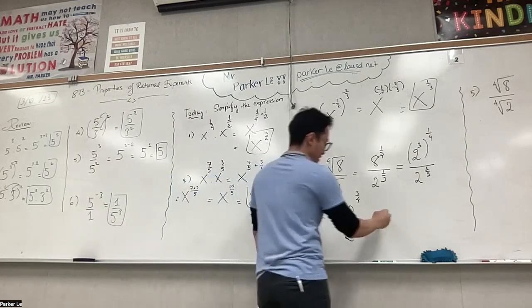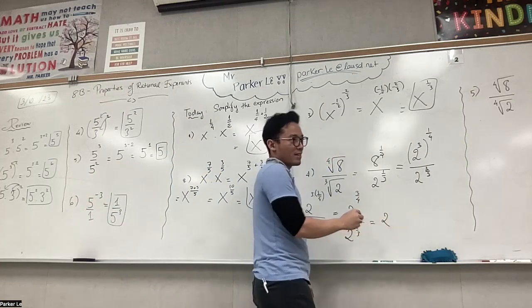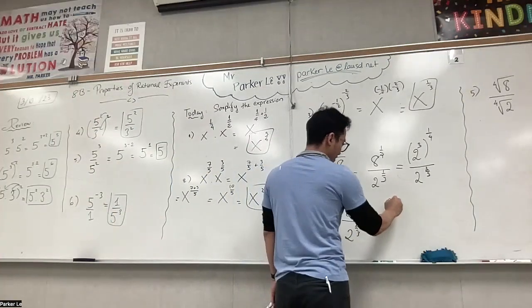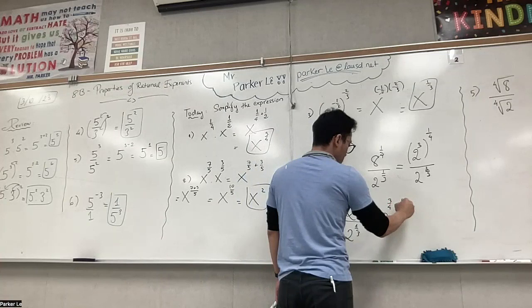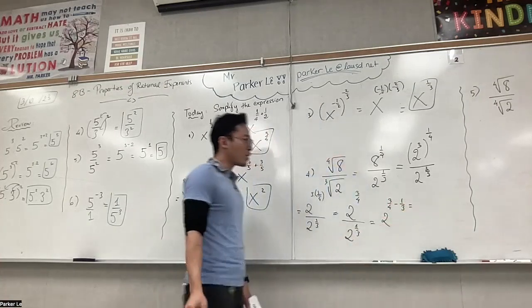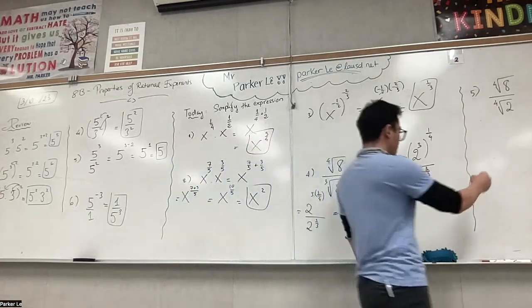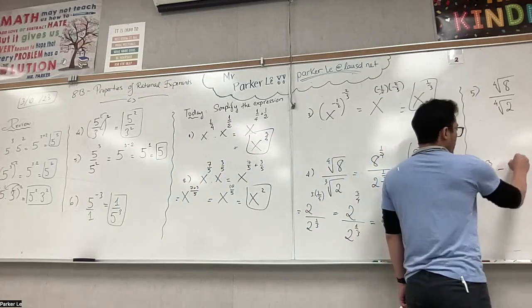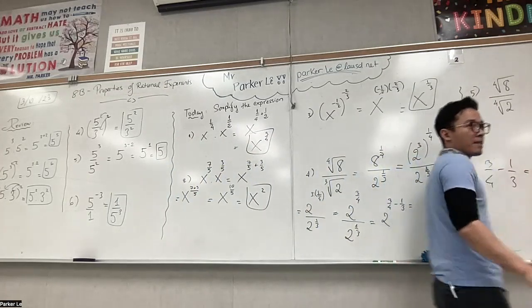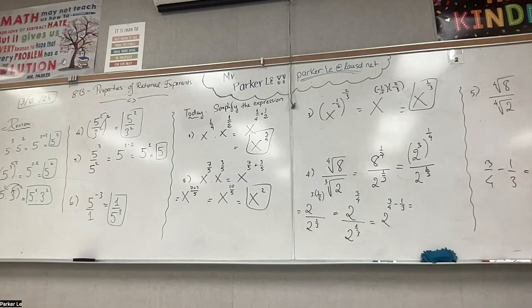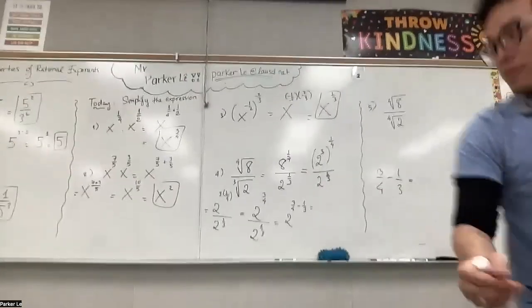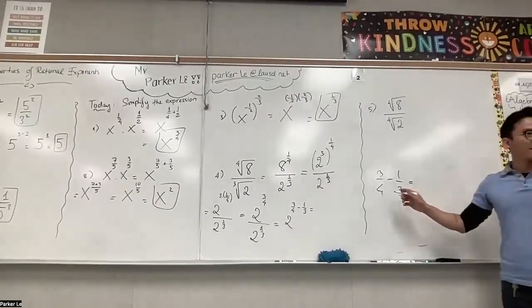Subtract, divide. You guys are so creative. 3/4 minus 1/3. And if you don't know how to subtract two fractions, it's the same thing as when we add two fractions. We need the same denominator on the bottom. The number on the bottom needs to be the same. How can I make this the same?